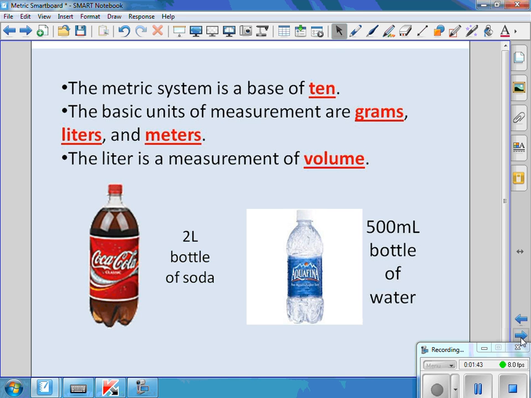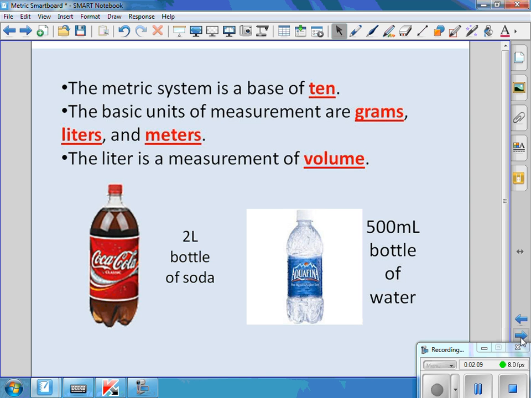But with the metric system, we're going to have grams, liters, or meters, depending on what type of measurement we're taking. So let's look at liters. Liter is a measurement of volume. Volume is how much liquid takes up a space. So here in the picture I have on the left, I have a 2-liter bottle of soda. Those are the large sodas that you see at the grocery store.